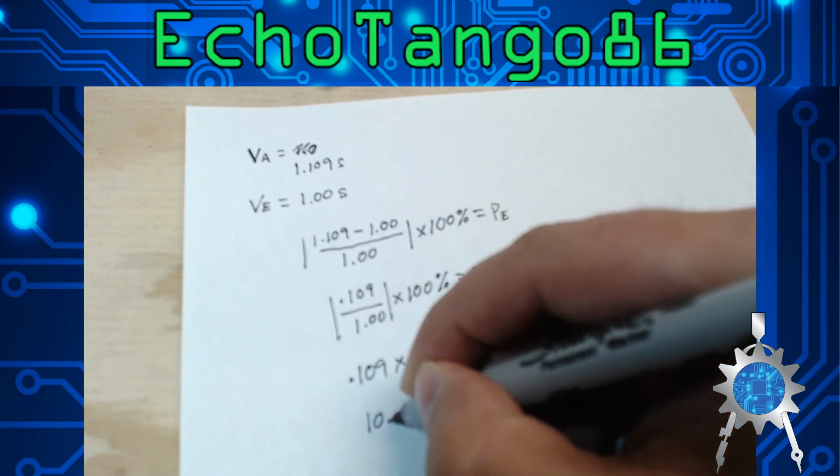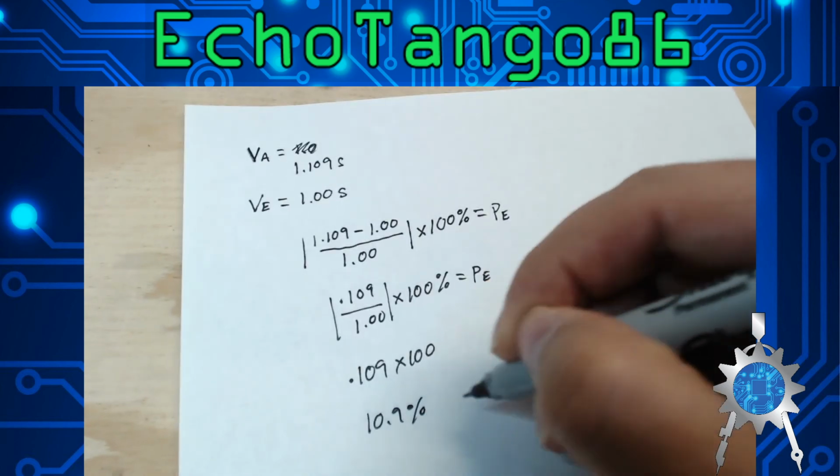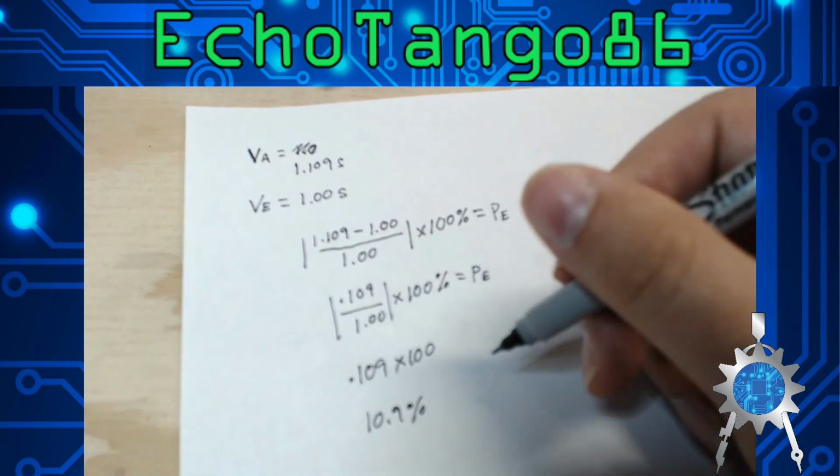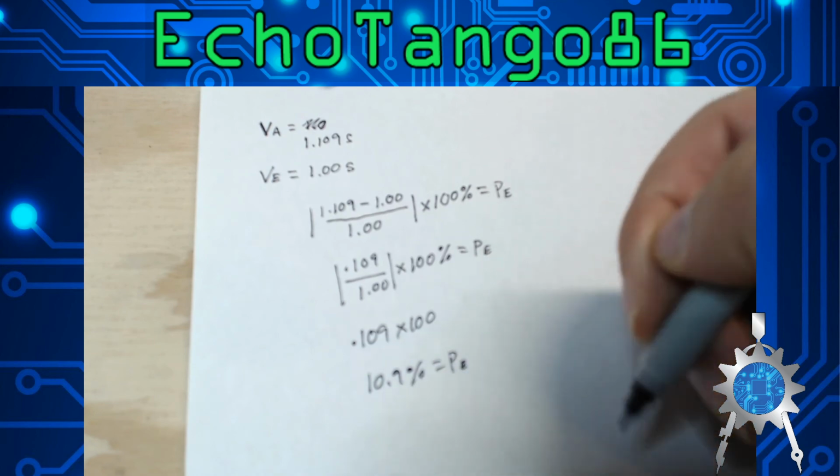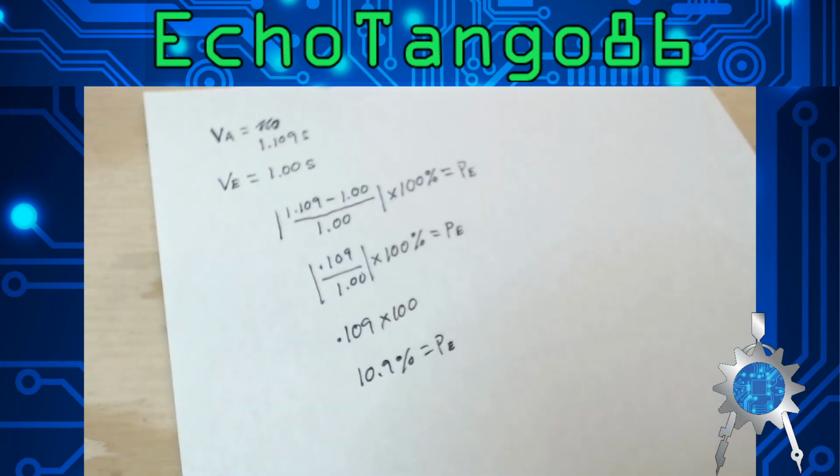So we were 10.9% off in this equation. So that's our percent error. That's our PE. Our percent error is 10.9% off. Sounds like a lot. I mean, it was off by a bit for the small numbers we're working with. But yeah, it's not too shabby.